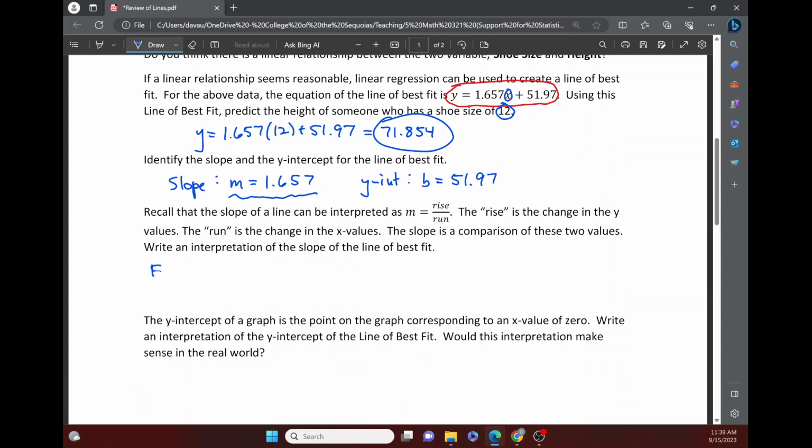For every increase in shoe size, we expect an increase in height of about 1.657 inches.